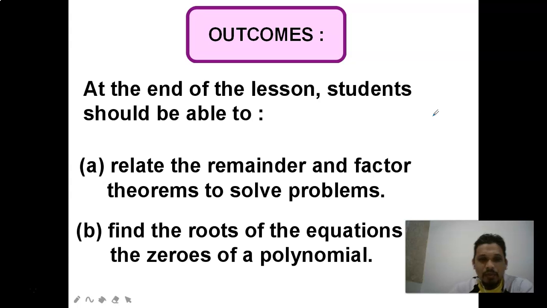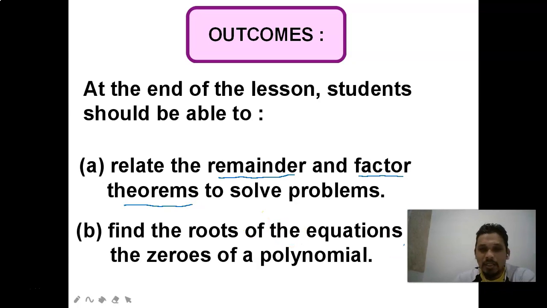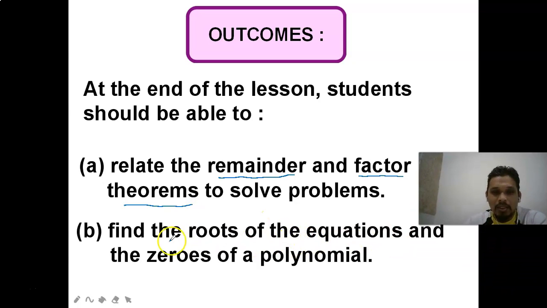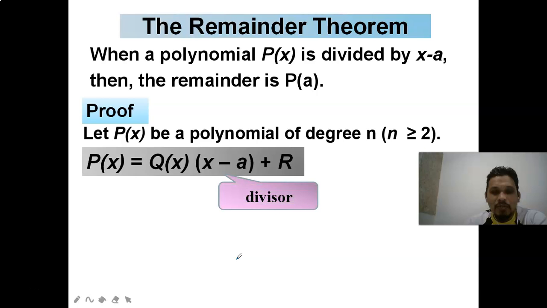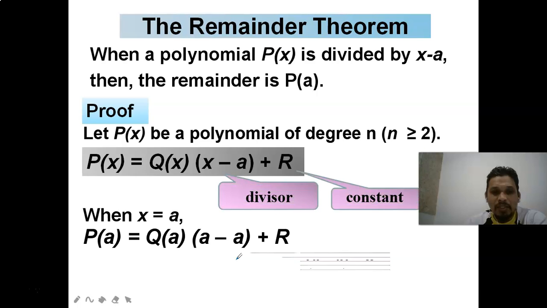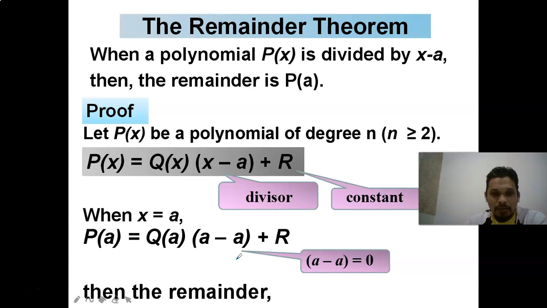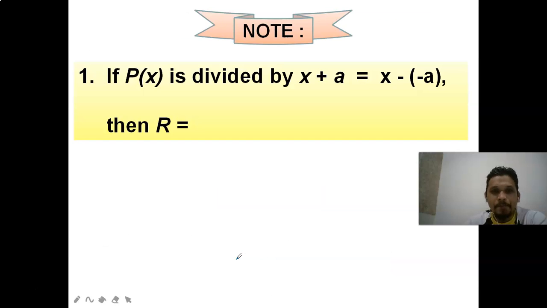So, we're going to look at the key of this subtopic: relate the remainder and factor theorems to solve problems. First keyword, and the next is to find the roots and the zeros of the polynomial. I'm not going to explain much on this. We're going to look at examples. It's getting clearer then. So you may read all this.